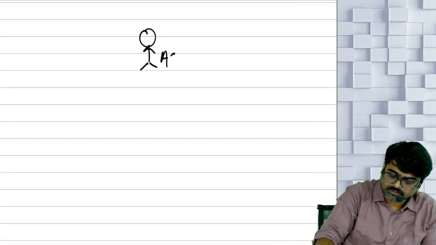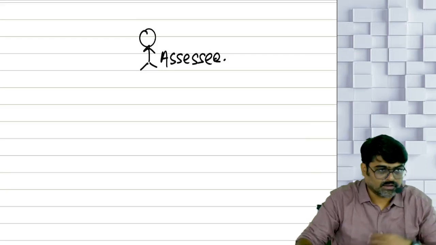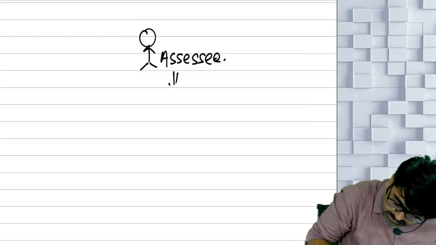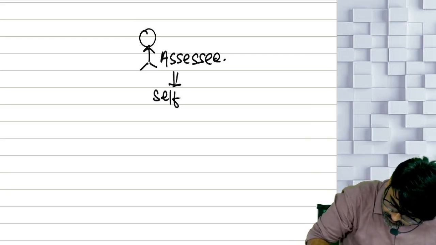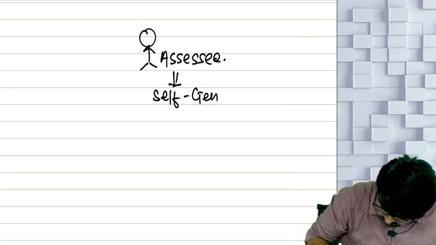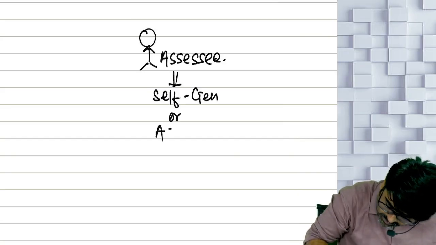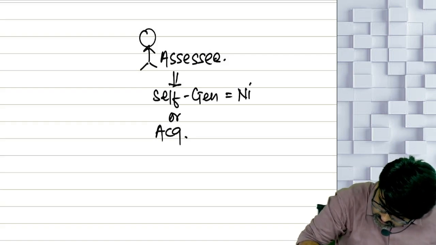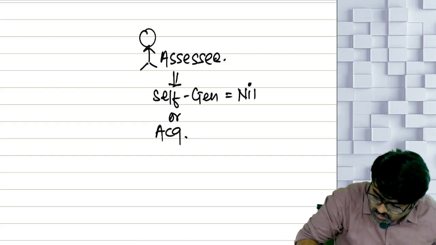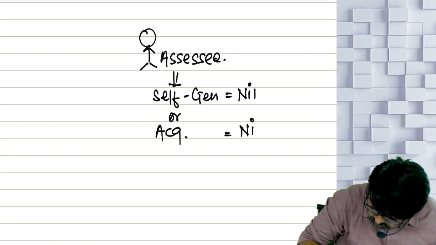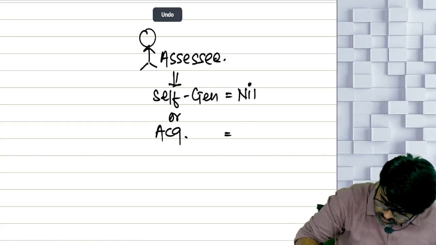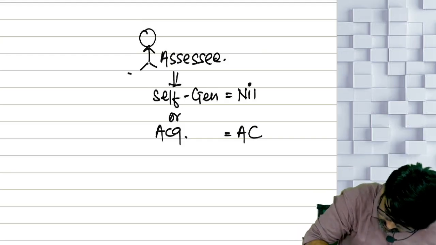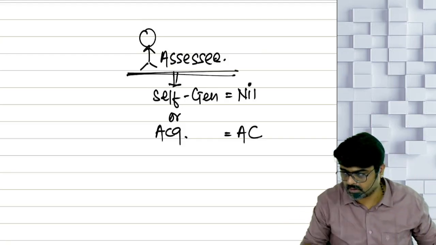You are an assessee. Did you self-generate the asset, or did you acquire it? If you self-generate, then what will be your cost? Nil. If you acquired, then what will be your cost? It will be the actual cost. So if it is done by the assessee, then there is no problem.